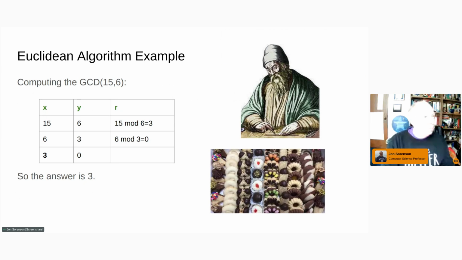So here's an example. So if I'm computing the greatest common divisor of 15 and 6, we put x is 15 and y is 6, and then we take the remainder from the division. 6 goes into 15 twice, giving you 12, and that gives you a remainder of 3, 15 minus 12. So then that's what r is. And then we just slide the numbers over. So now we have x being 6 and y being 3. And then we do 6 mod 3. Well, 3 goes into 6 evenly, so the remainder is 0. And then when we slide over, y is 0.